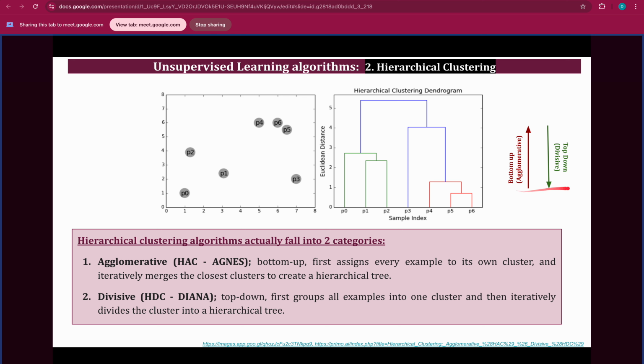So in that way you can remember it: at the bottom there would be multiple clusters, so it will be referred to as down, and at the top there will be a bigger cluster, or we can say a data set which we are trying to cluster. So top down is divisive hierarchical clustering, and bottom up is agglomerative hierarchical clustering.